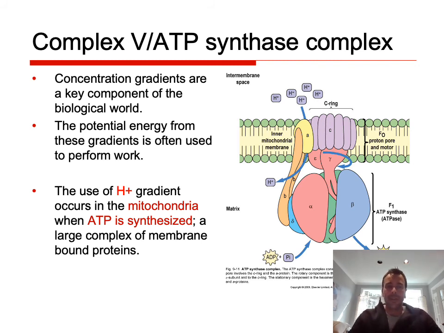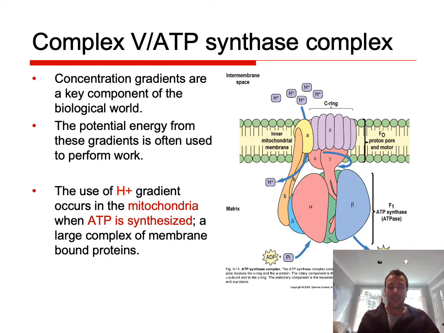Okay, we're on to the final complex, complex 5, otherwise known as ATP synthase. So along this electron transport chain, we've been building up concentration gradients. These concentration gradients are a key component of the biological world. We talked about concentration gradients last time, driving active transport. The potential energy from those gradients is used to perform work, in this case to make ATP. So the use of a hydrogen gradient occurs in the mitochondria when this ATP is synthesized.